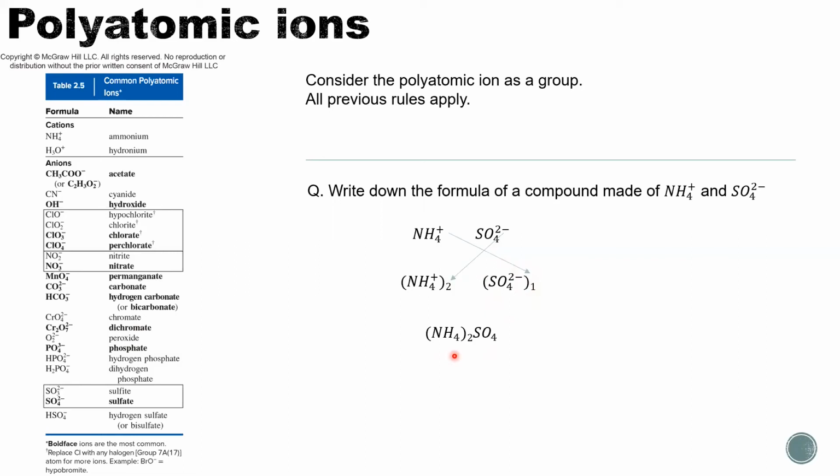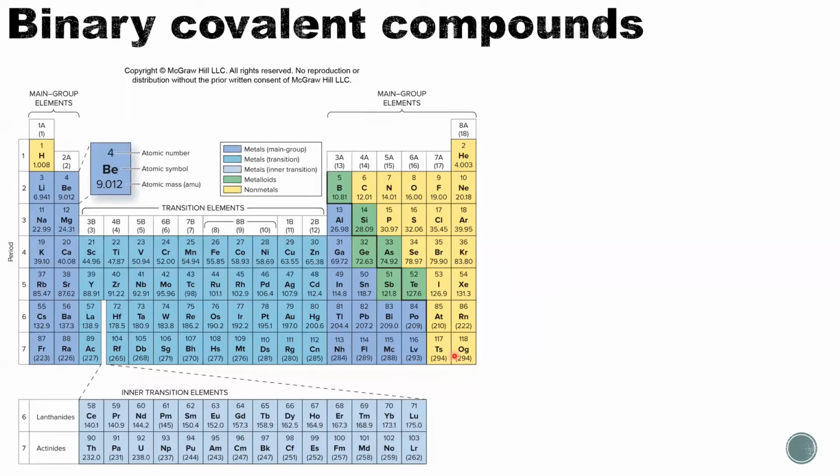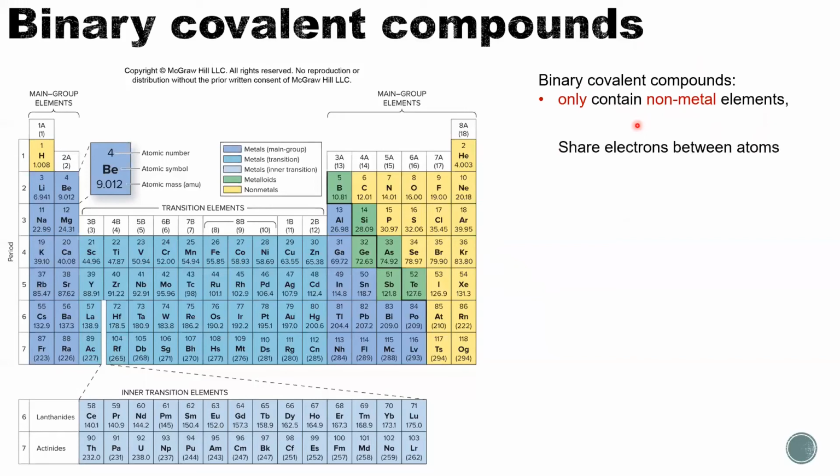Now, we've talked about many ionic compounds, but we could also have covalent compounds as another type of compound. Binary covalent compounds only contain non-metal elements. So this is different from previous. If I give you a formula of a compound and ask whether it's ionic or covalent, you should be able to tell based on whether the elements are all non-metals, or a non-metal and a metal. In a covalent compound, there's no electron gain or loss. They share electrons between atoms.